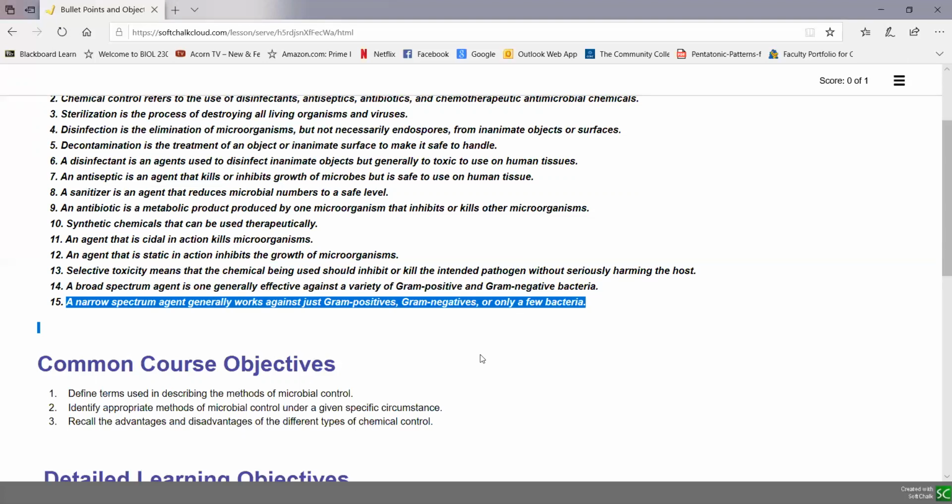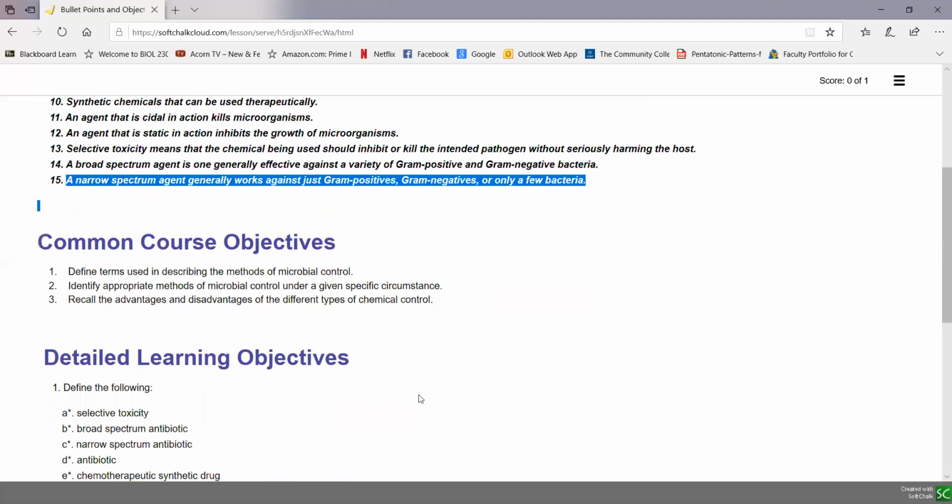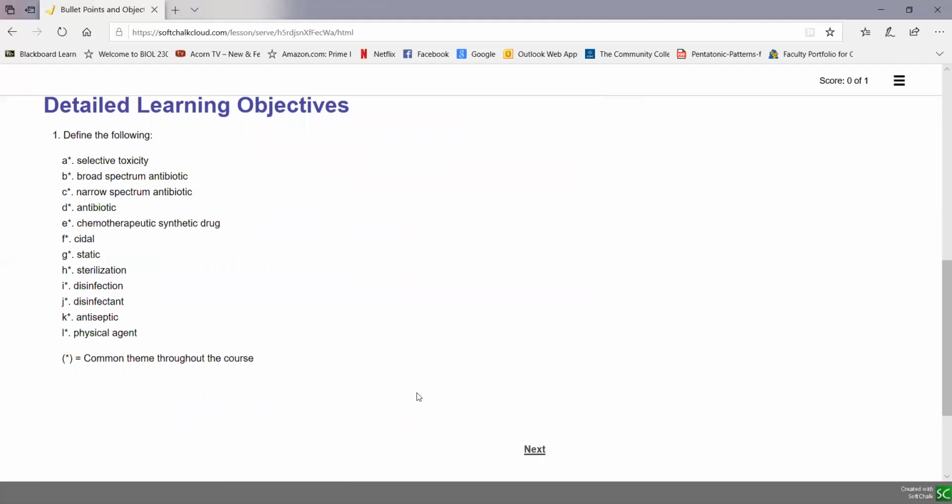So those are bullet points on some definitions and your detailed learning objectives for this short SoftChalk lesson. Define the following: selective toxicity, broad spectrum antibiotic, narrow spectrum antibiotic, chemotherapeutic synthetic drug, cidal, static, sterilization, disinfection, disinfectant, antiseptic, and physical agent.